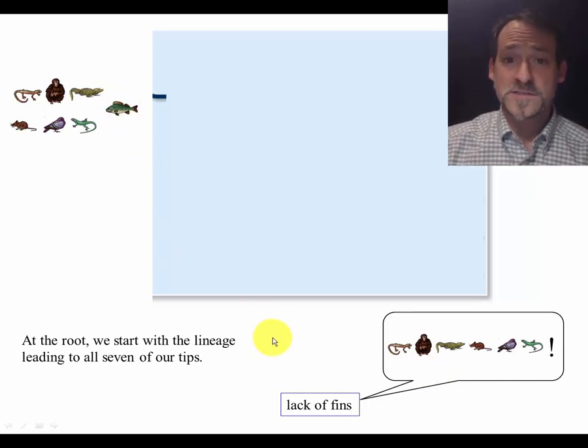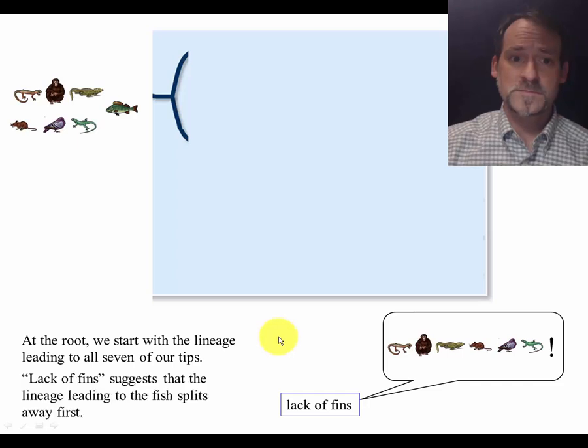What that implies is that down here at the root of the tree, there was a split. The fish split one way, the lineage leading to the modern fish split one direction, and the lineage leading to these species went the other direction.